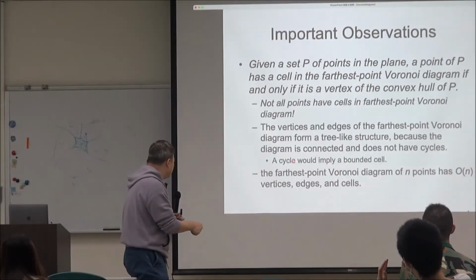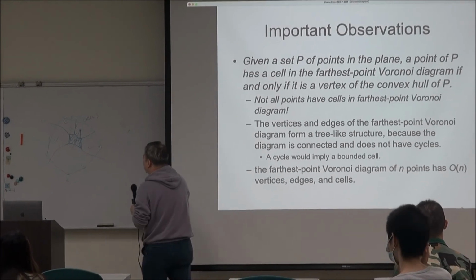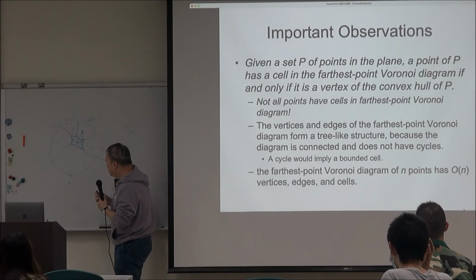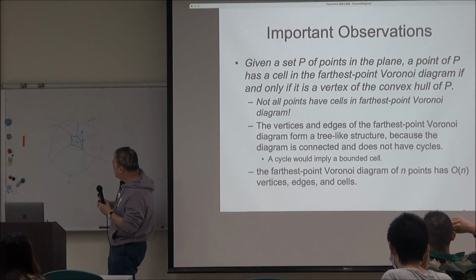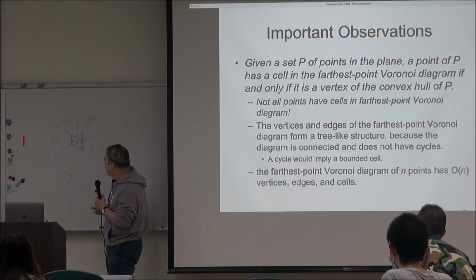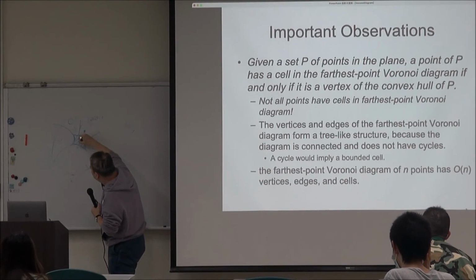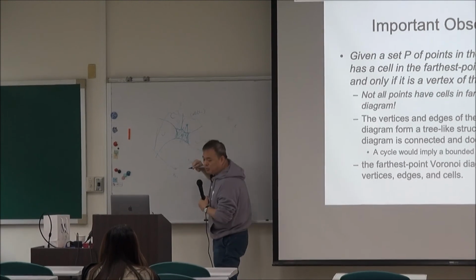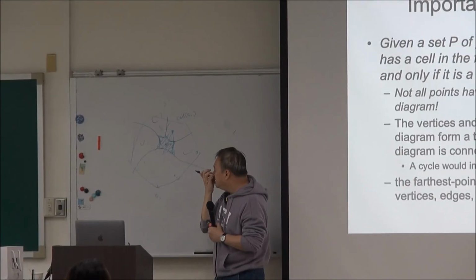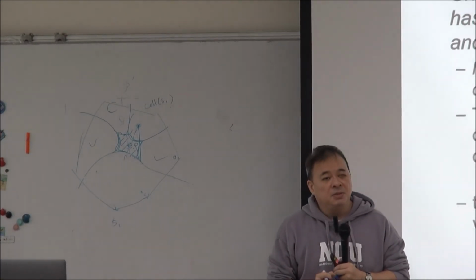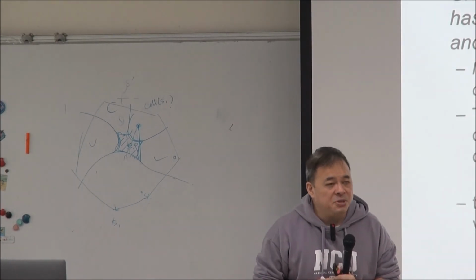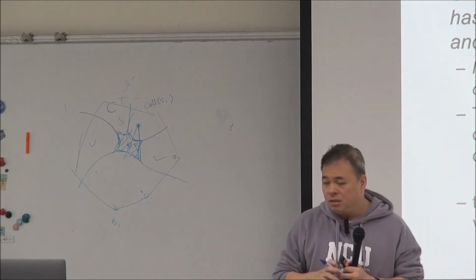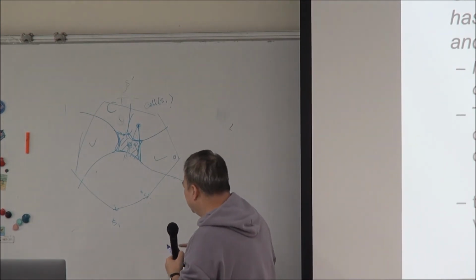Okay, I forgot to look at this. This is the boundary cell, right? This is the boundary cell. So if a side contributes to that cell that is formed, then if this is bounded, we have a problem. Why? Because in the furthest point Voronoi diagram, every cell is unbounded, because of the free boundary.